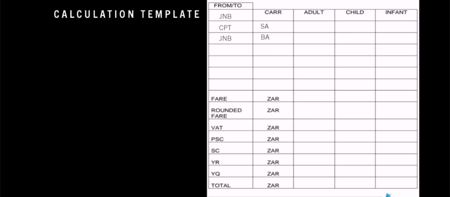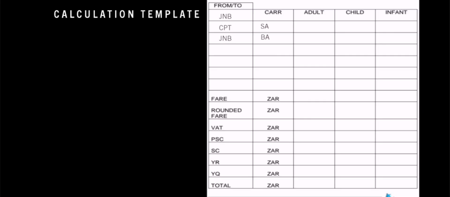Your fare for that particular sector is based on the class of travel that you are in. So you have to indicate that. Unfortunately, my template doesn't have a column for that, but there are other tables that will have the column for the class of travel. So then it will say something like JNB, CPT, SA, Y. The Y will be for that class of travel.